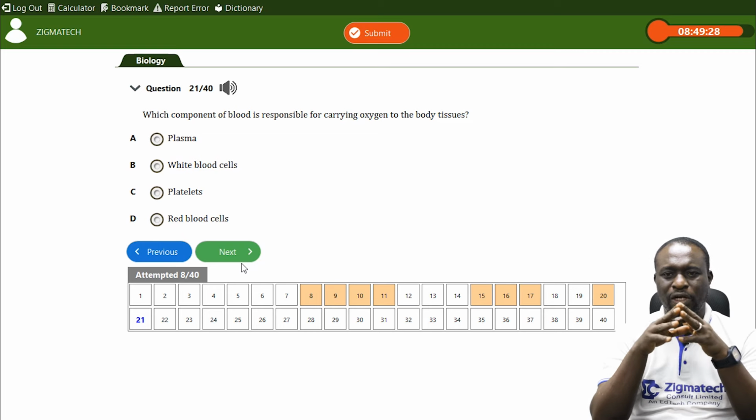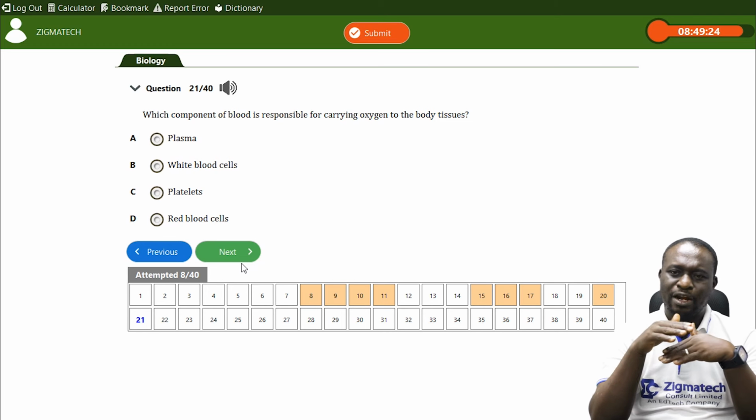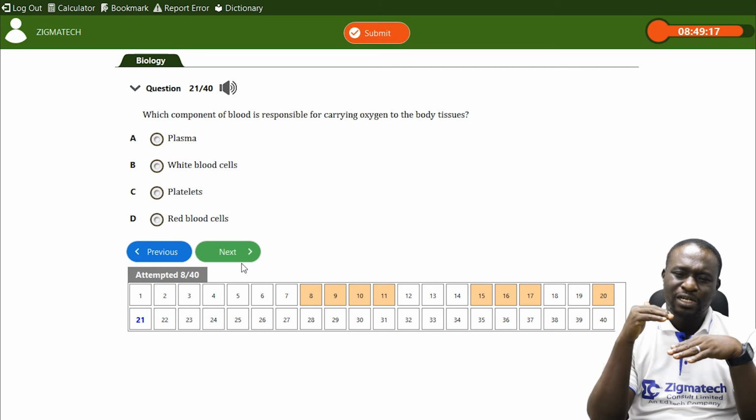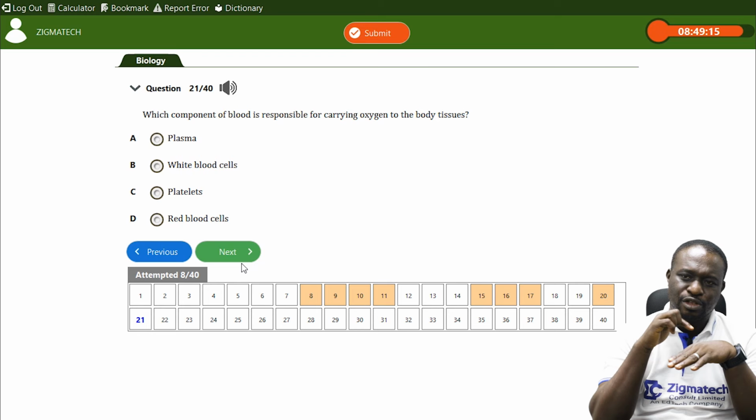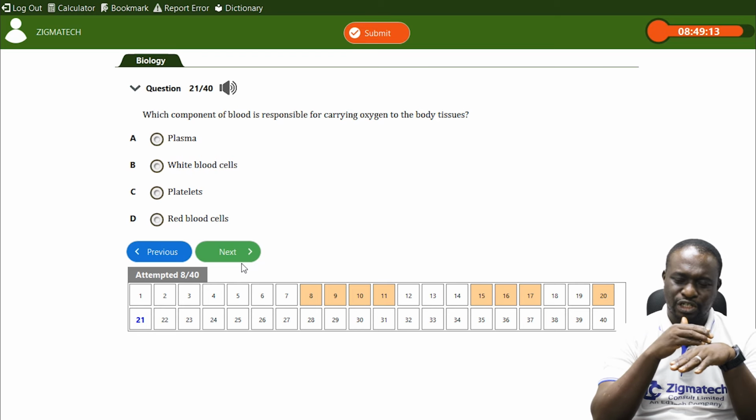And clotting of blood is carried out to reduce loss of blood and also protect the body from microorganisms entering into the body through those cut areas or injured areas.